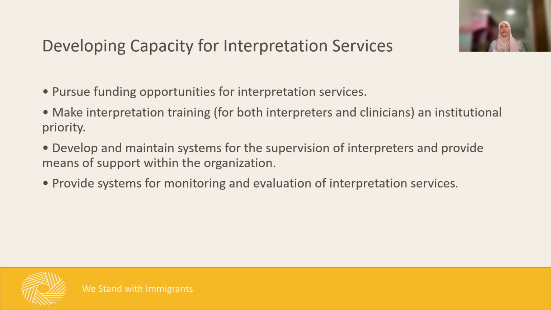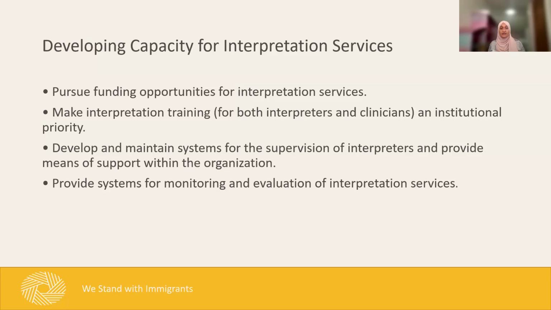Moving forward to developing capacity for language services, although this might apply more to agencies or organizations and not to small offices or small businesses, it's really important to think of being part of the whole. So, pursue funding opportunities for interpretation services. We often see that, especially those that are not federally funded are short of this funding to utilize language services.